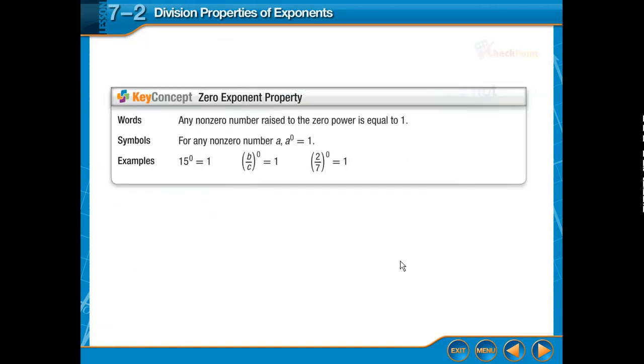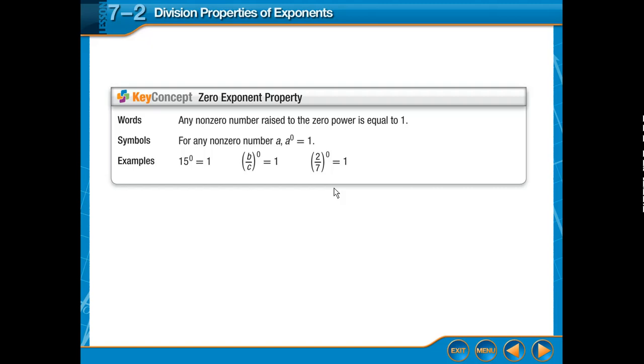Okay, the next concept is the zero exponent property. This property says that if you have any number raised to a power, or has an exponent of 0, it is equal to 1 every time. No matter what you're raising to the power of 0, you will always get 1. Anything to the power of 0 is 1.